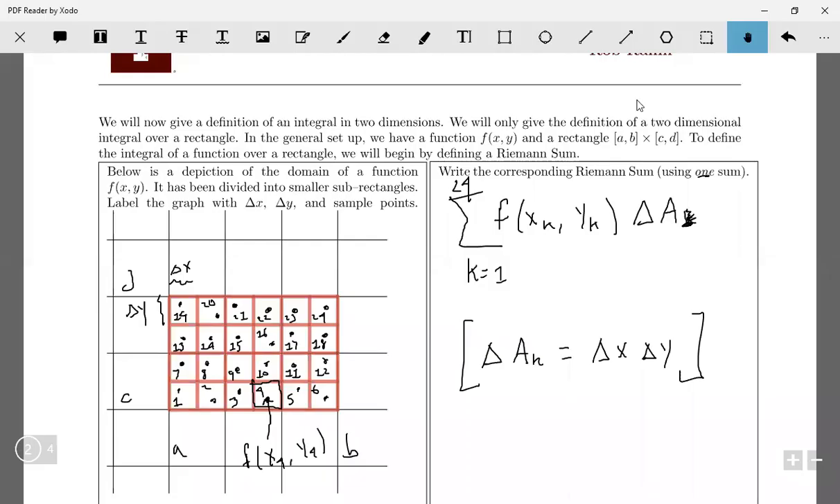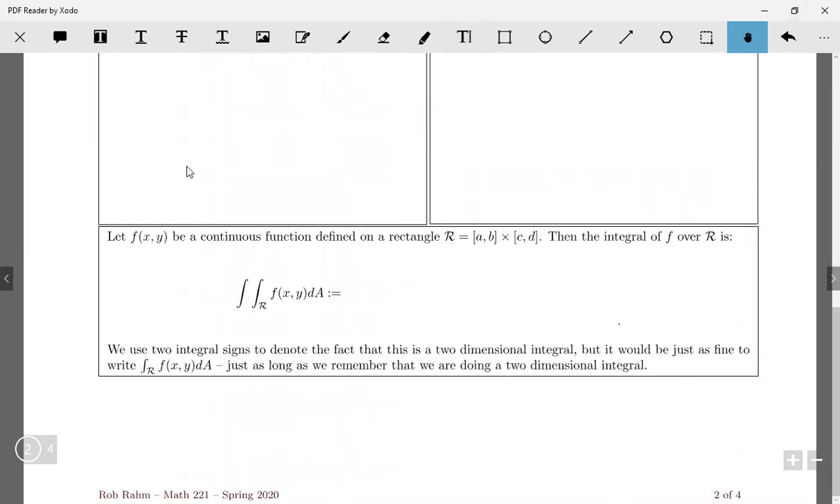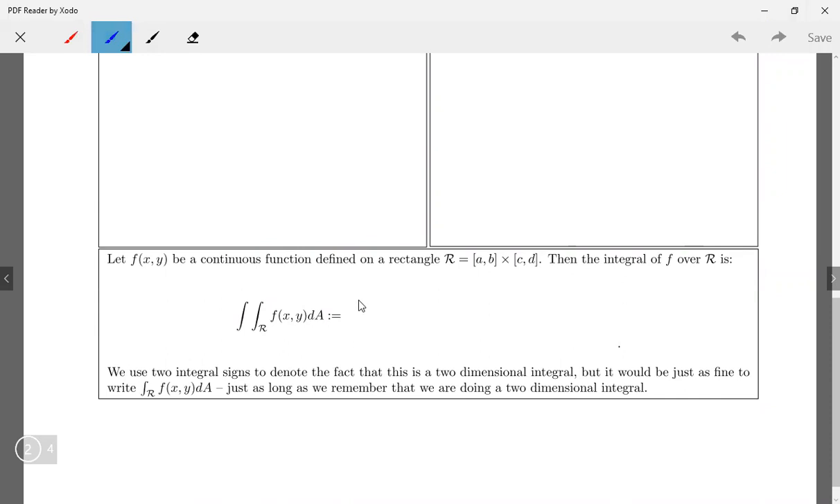As you are probably expecting, the integral of the function over this region is going to be defined as the limit of these Riemann sums as delta A goes to 0. And that's what we have here. Let f of x, y be a continuous function defined on this rectangle. Then the integral of f over R is defined as the following limit. It's the limit as delta A goes to 0 of the sum k equals 1 to n of f evaluated at a sample point x_k, y_k in the kth subrectangle, times delta A.